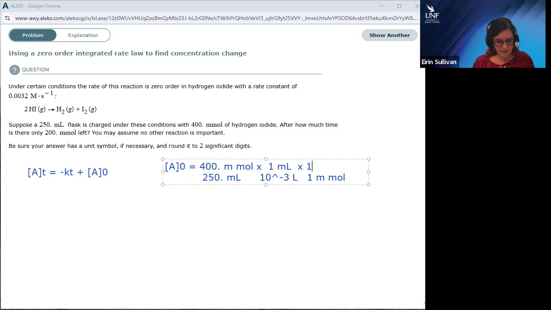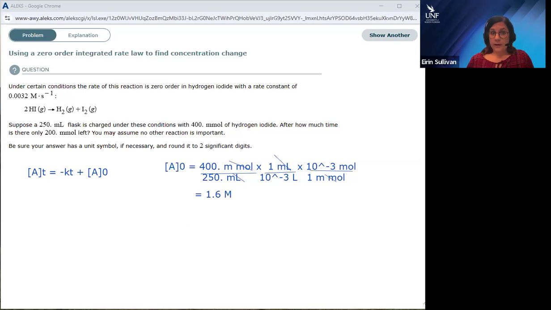So as you can see, mathematically, that is cancelling out, but it is important to do it properly because we are actually cancelling those units, as you do, right? So millimoles is gone, milliliters is gone. We have moles per liter, which is molarity, and that comes out as 1.6 molarity.